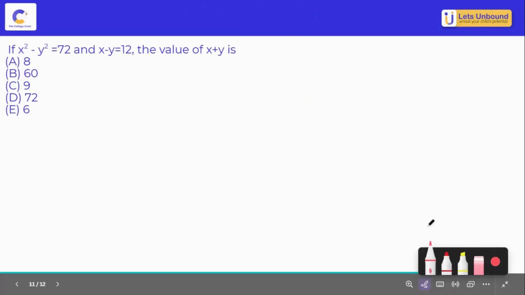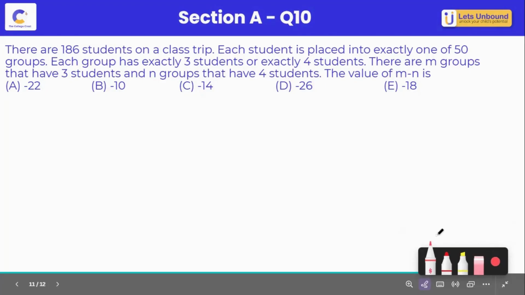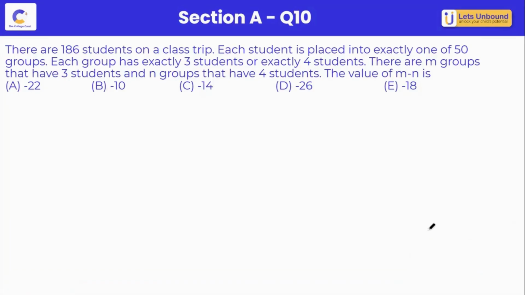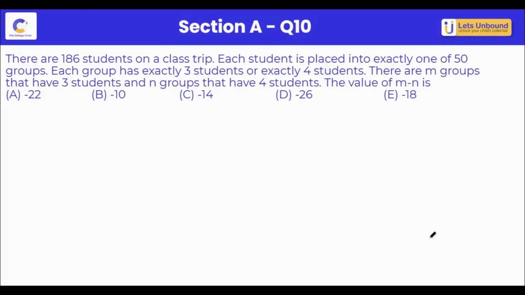And we are moving into next question. There are 186 students on a class trip. Each student is placed into exactly 1 of 50 groups. Each group has exactly 3 students or exactly 4 students. There are m groups which have 3 students and n groups that have 4 students. The value of m minus n is what?